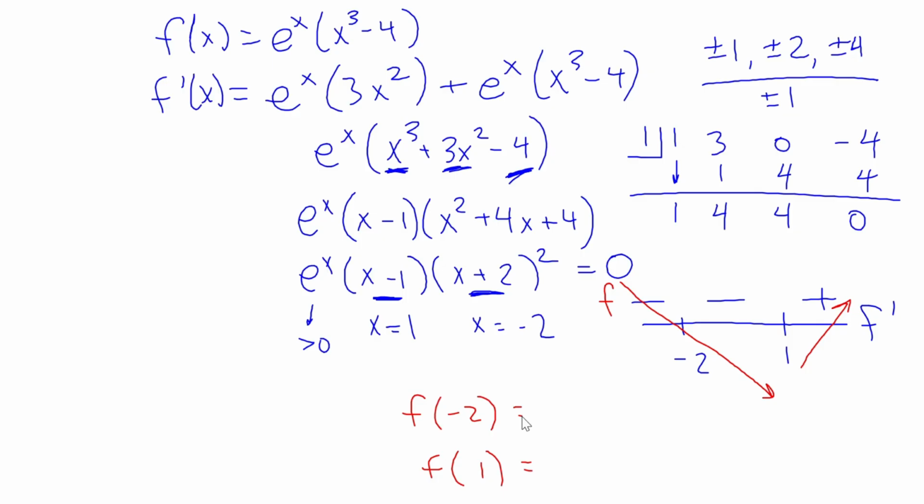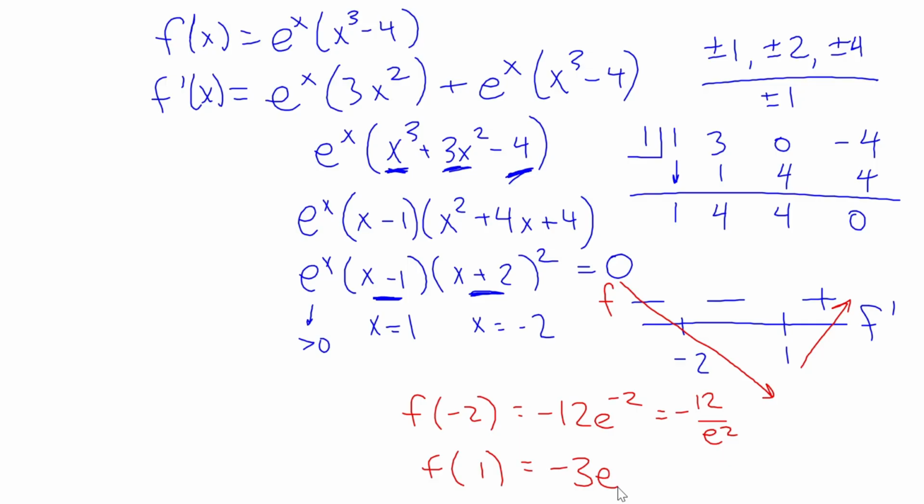And so our original function was e to the x times x cubed minus 4. So if I plug in negative 2 to that, negative 2 cubed is negative 8 minus 4 is negative 12. So this is negative 12 e to the negative 2, or negative 12 over e squared if you prefer. And if I plug in 1, 1 cubed is 1, minus 4 is negative 3. So we have negative 3 times e to the first, or negative 3e.